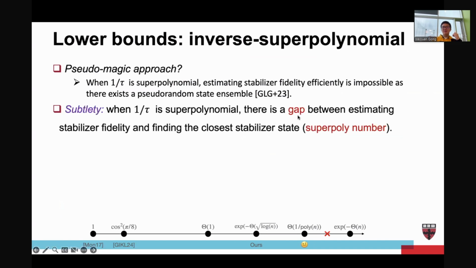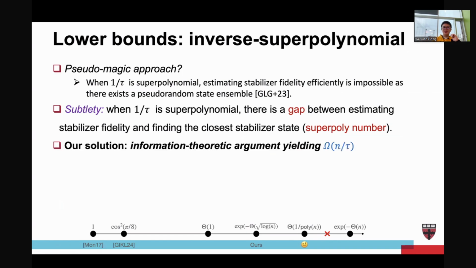So there's a gap between estimating stabilizer fidelity and finding the closest stabilizer state, because there's a super polynomial number of stabilizer states that achieve such stabilizer fidelity. So it's a little bit different. But we still show that it is impossible to do agnostic tomography by another construction. Our solution is to show an information theoretic argument, which gives a lower bound of n over tau for agnostic tomography.